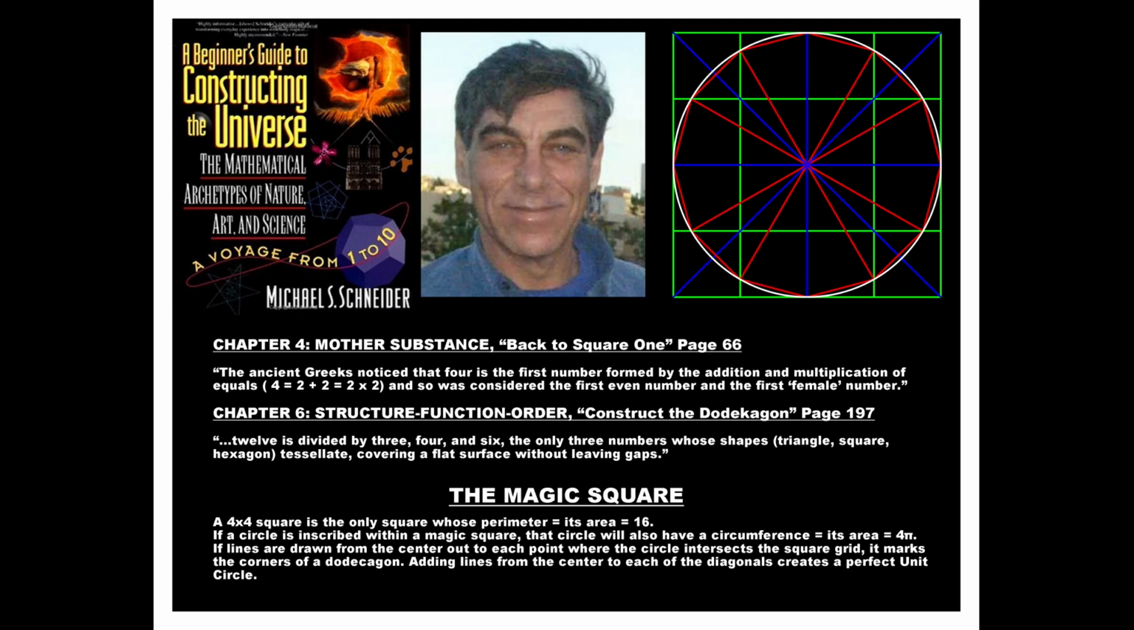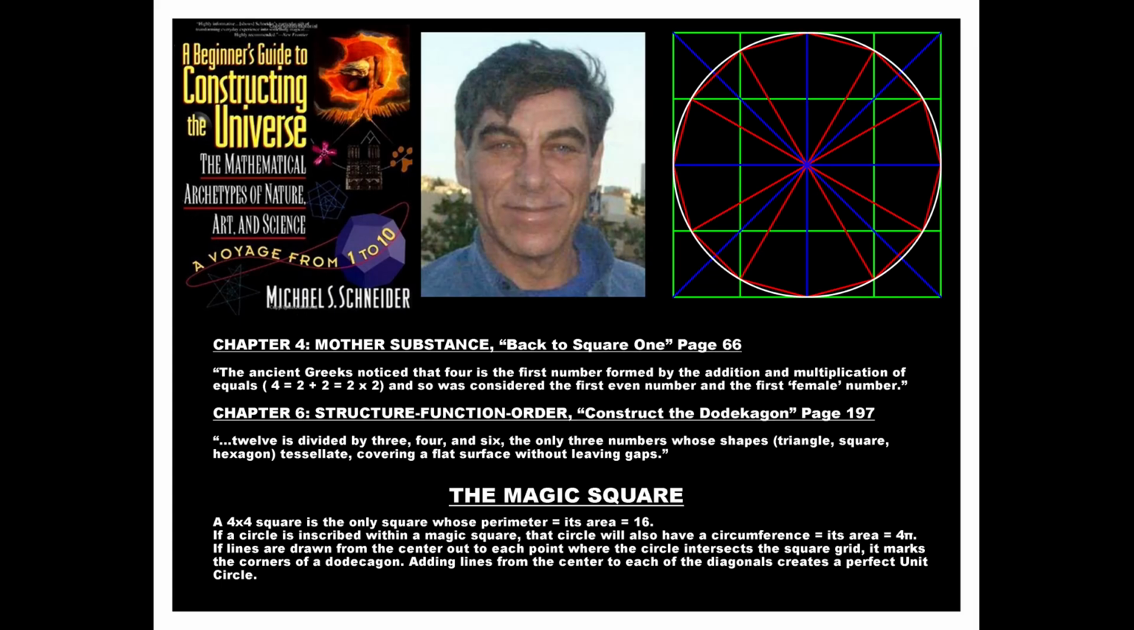Chapter 6, Structure, Function, Order, in the section Construct the Dodecagon: 12 is divided by 3, 4, and 6, the only three numbers whose shapes, triangle, square, hexagon, tessellate, covering a flat surface without leaving gaps.